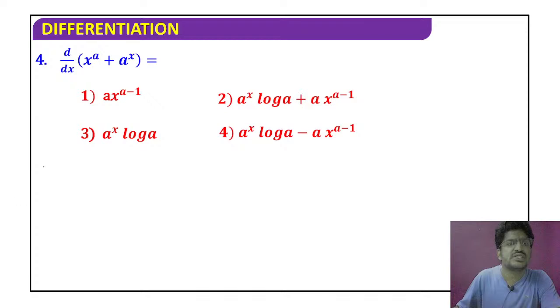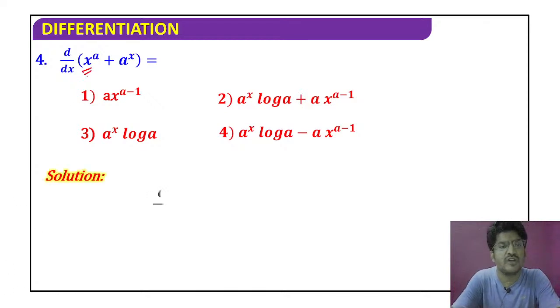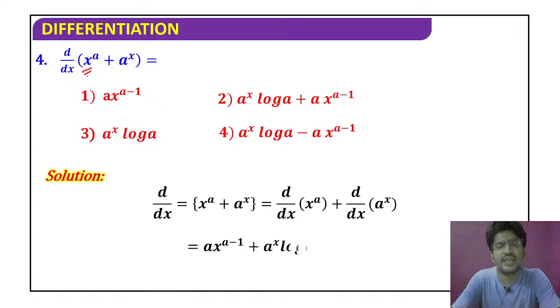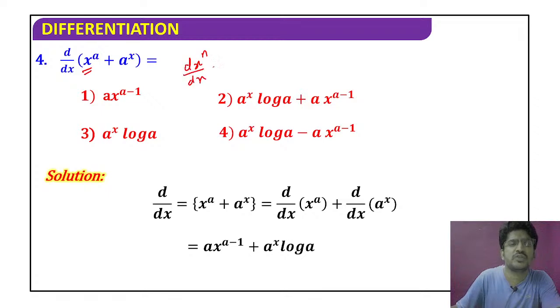Okay, so now you just see here differentiation of x to the power of a. This is nothing but in the form of x to the power of n. So what is differentiation of x to the power of n? n into x to the power of n minus 1. In the place of n you have a. So therefore you are going to have a into x to the power of a minus 1 plus differentiation of a to the power of x.